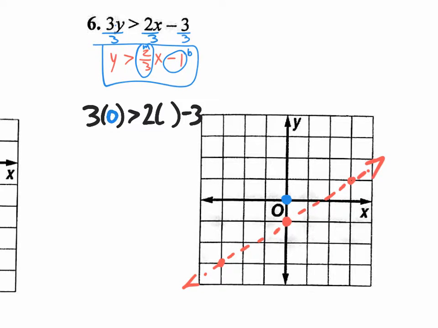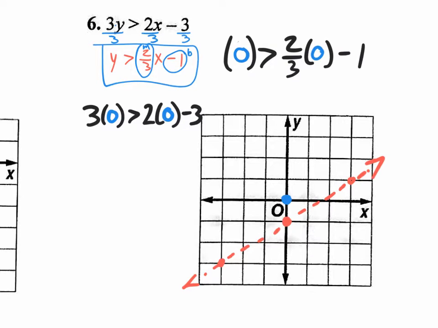So when I plug in 0, 0, I'm plugging it into the original, or I could plug it into the second one, the modified one. Right? I mean, if you want to plug it into this guy, y is greater than 2/3 times 0 minus 1, you could do that as well. Let me change this y to a parenthesis to plug in 0. So it doesn't matter if you use the new modified or the original.